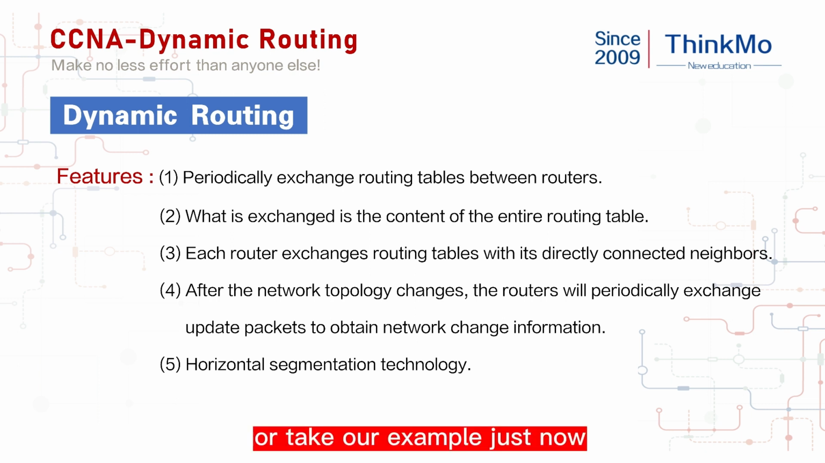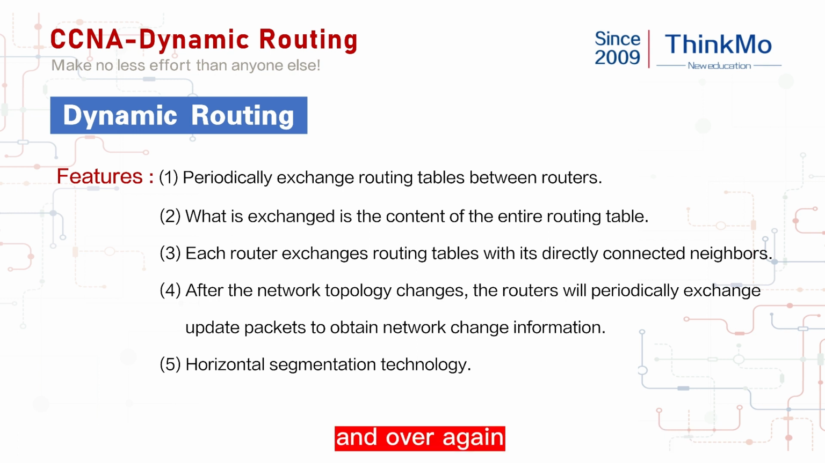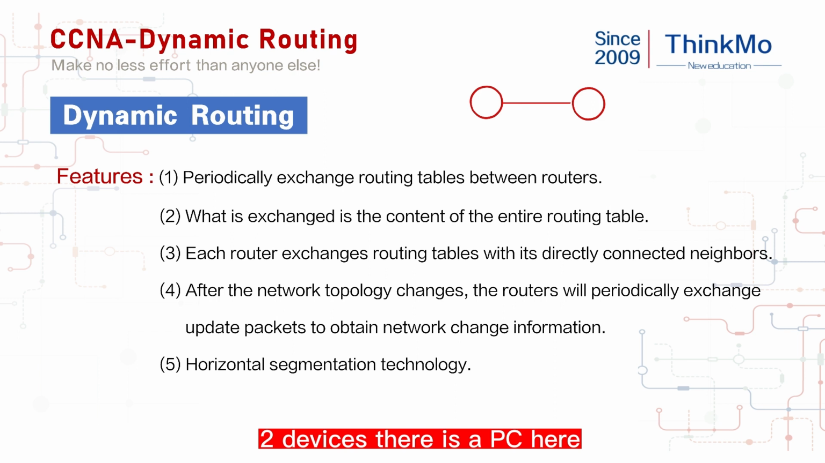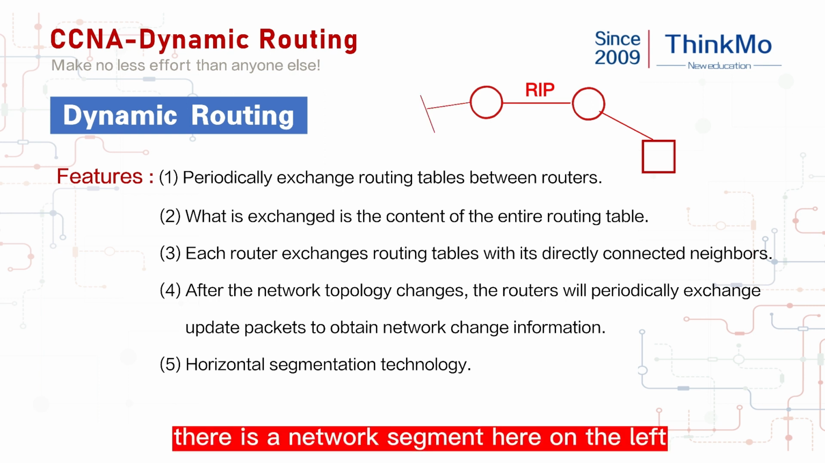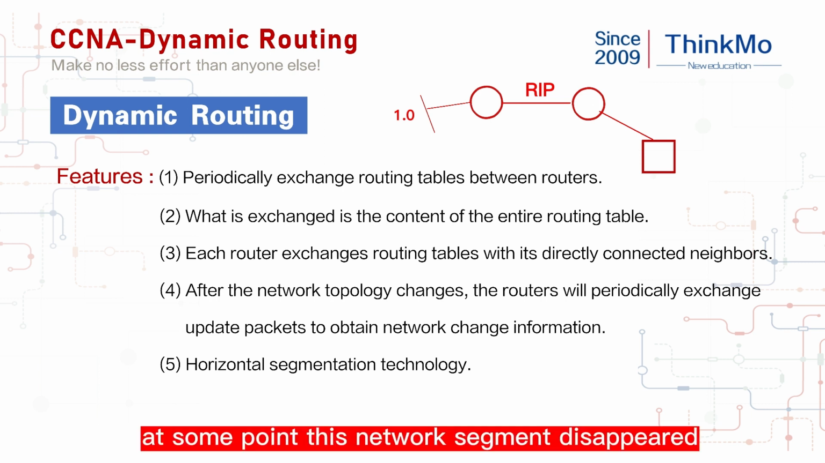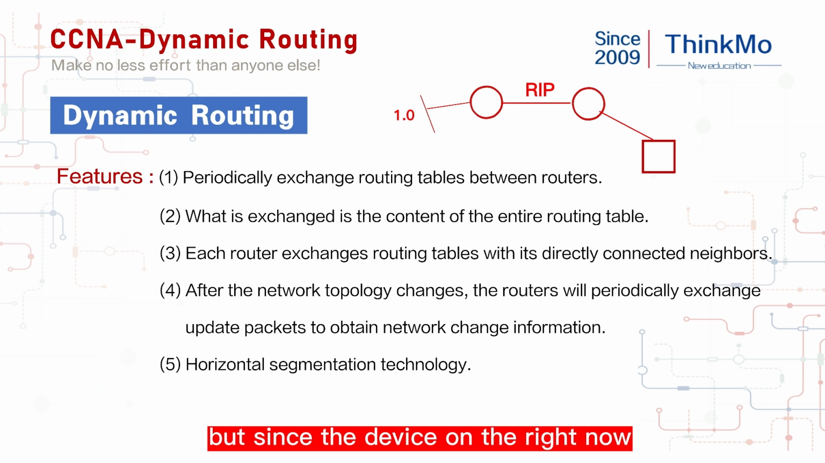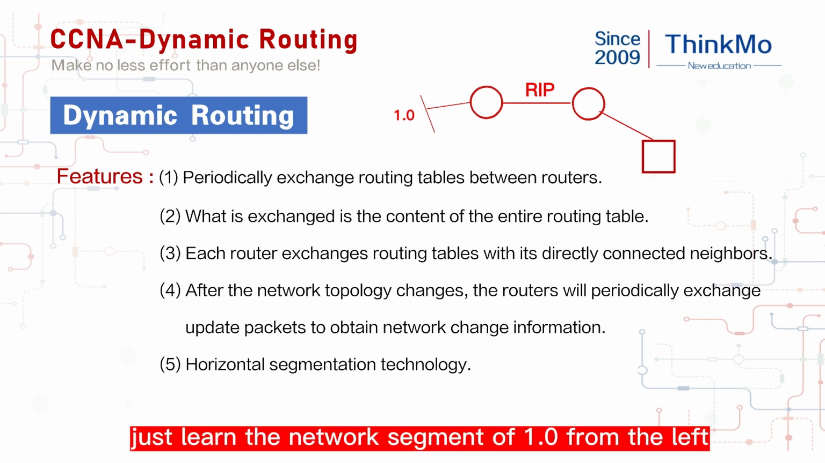Or take our example just now. In fact, I have drawn this picture many times. There are 2 devices, and there is a PC here. If the 2 devices run RIP, there is a network segment here on the left, the 1.0 segment. At some point this network segment disappeared. But the device on the right has just learned the 1.0 network segment from the left.